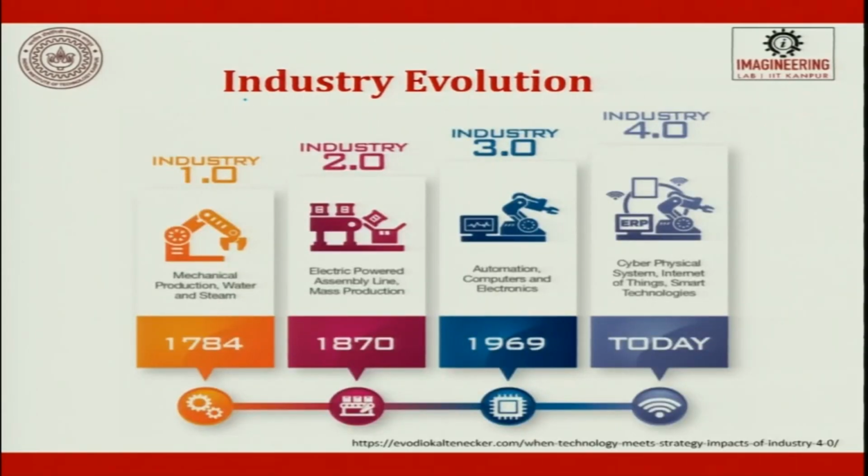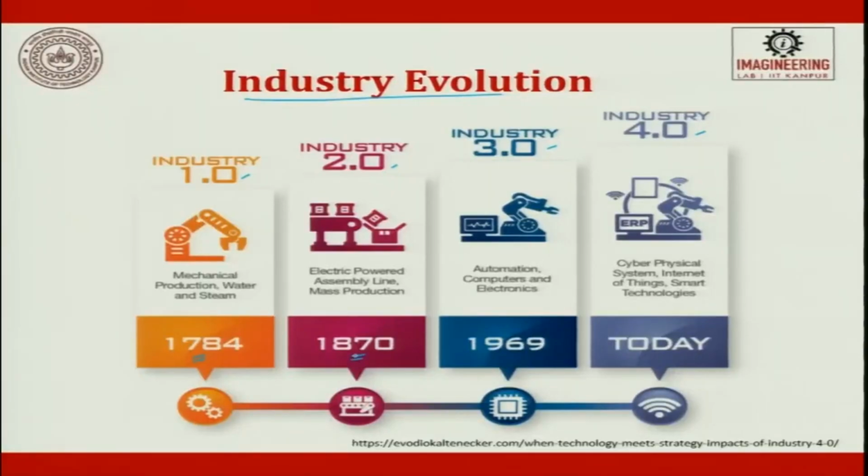So, how did this industry evolve? Initially it was 1.0, then it went to 2.0, 3.0 and today we are sitting in an era of 4.0. Industry 1.0 happened way back in the 18th century, 1784. We were thinking of doing mechanization and our prime focus was mass production to meet the customer needs. And parallelly energy like steam energy was generated.